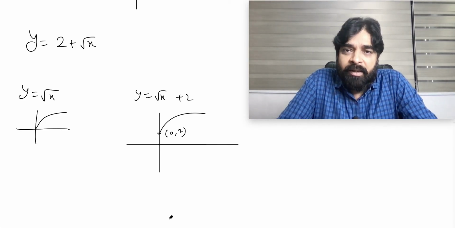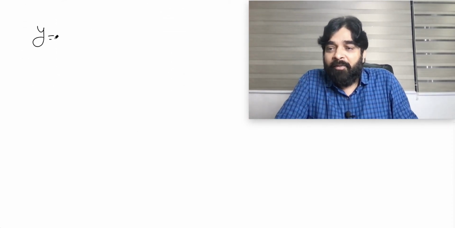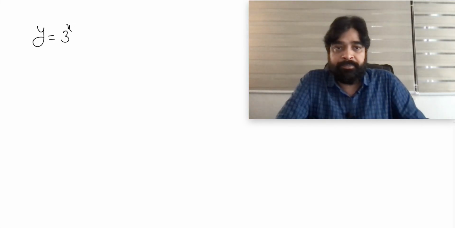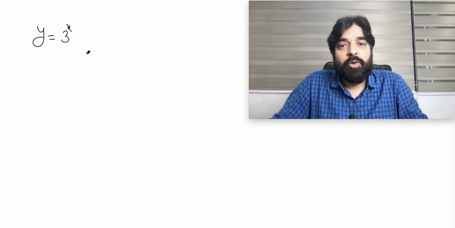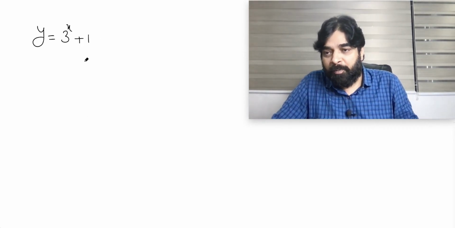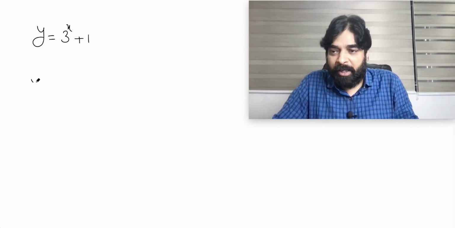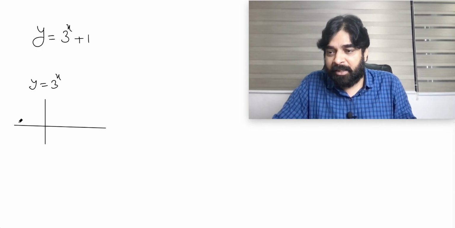Can I go ahead? Is it clear? Let's see the next question. Suppose I want to draw the graph of y equal to 3 power x plus 1, right? So first thing, remove this constant. You'll get y equal to 3 power x. So how will the y equal to 3 power x graph look? It will look something like this.